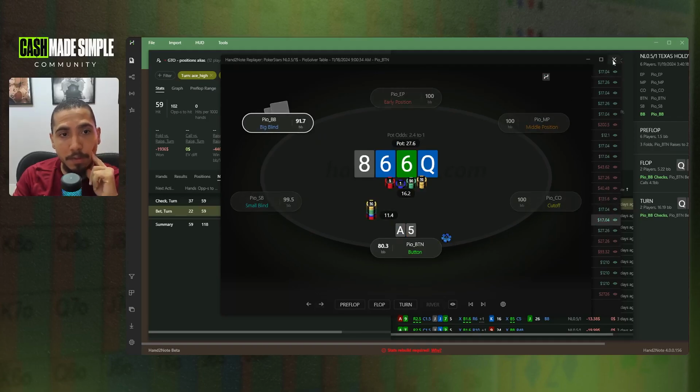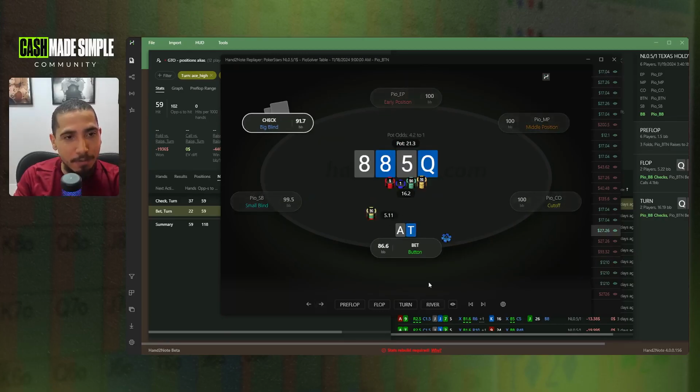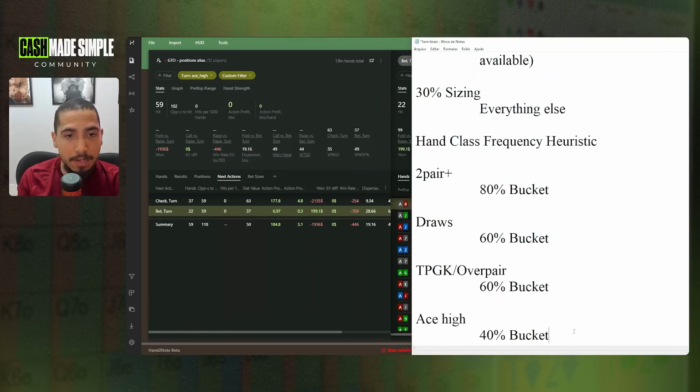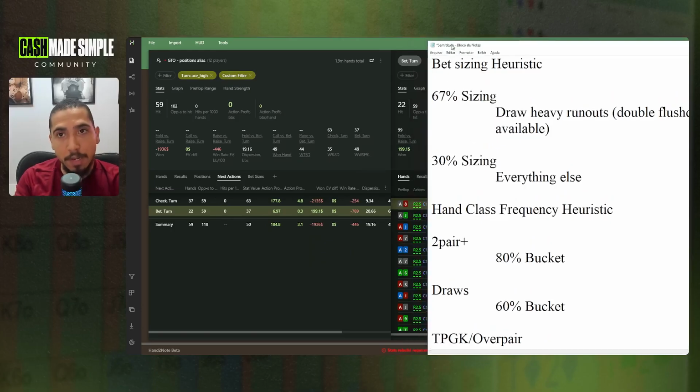So I'm glad I covered this hand class, because I know now that you're probably thinking, what is Solver doing here, right? Why is Solver betting so many of these ace highs? Well, yeah, it's a thing. It's a thing to be betting those ace highs right there on the turn about 40% of the time. So 40% bucket for your ace highs. Don't ask me why. Well, it's understandable why, right?